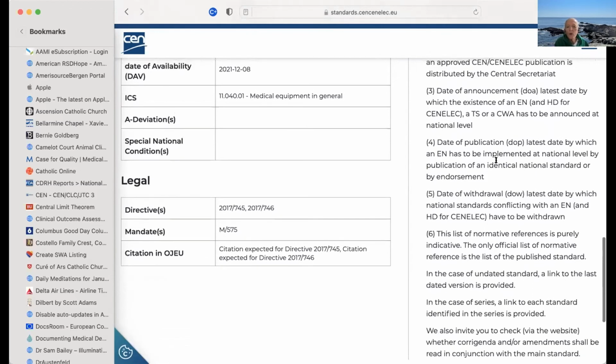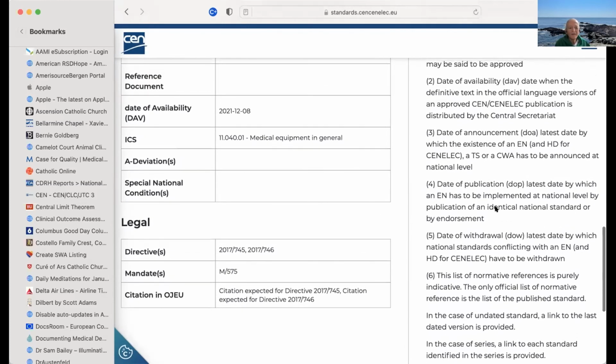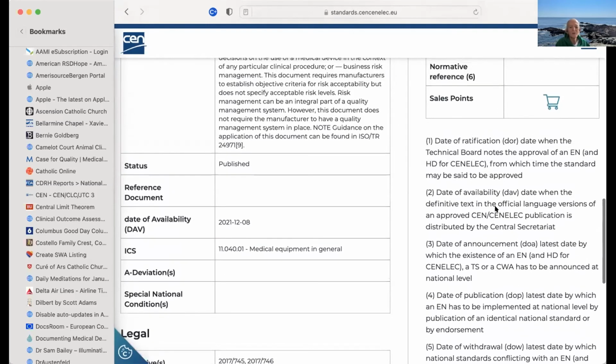And 1, 2, 4 says date of publication, latest date by which an EN has to be implemented at a national level. That's by the competent authorities, by publication of an identical national standard or by endorsement, okay? And then they have to withdraw by the June date any standards conflicting with an EN, okay? And so you have to read the fine print, I guess is what I want to say.